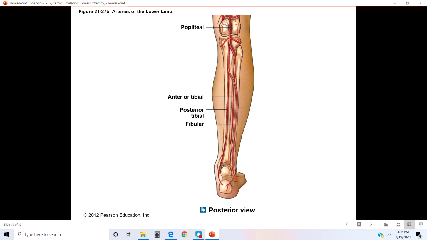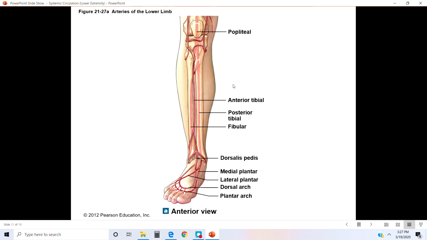Okay, so one more time over here, popliteal. It's now going to divide into two arteries. One, two. Number one is the anterior tibial artery, which goes into the anterior compartment. Number two is the posterior tibial artery, which goes into the posterior compartment. And then along the way, the posterior tibial will give rise to the fibular artery, which goes into the lateral compartment. Right here we can see a front view.